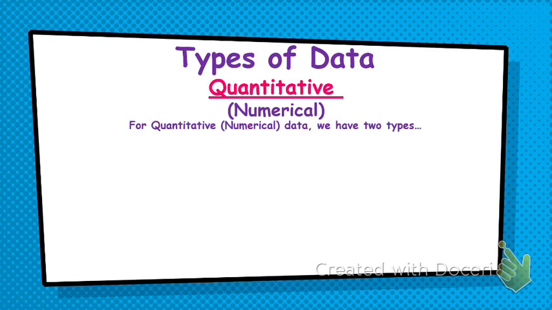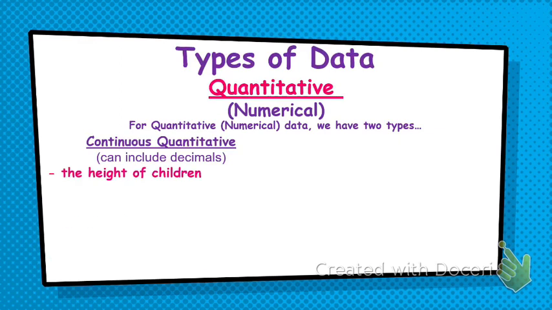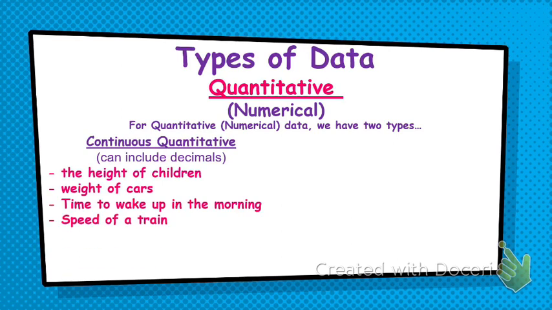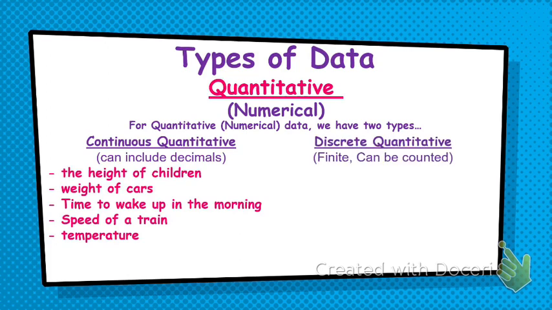So for quantitative, we have two types. The first type we're going to look at is called continuous quantitative. This could include decimals. So think about things, typically things that you can measure, like the height of children, the weight of cars, the time you wake up in the morning, the speed of a train. So think about what the result of something like this would be. They would all be numerical, right? The temperature, those are all numerical.